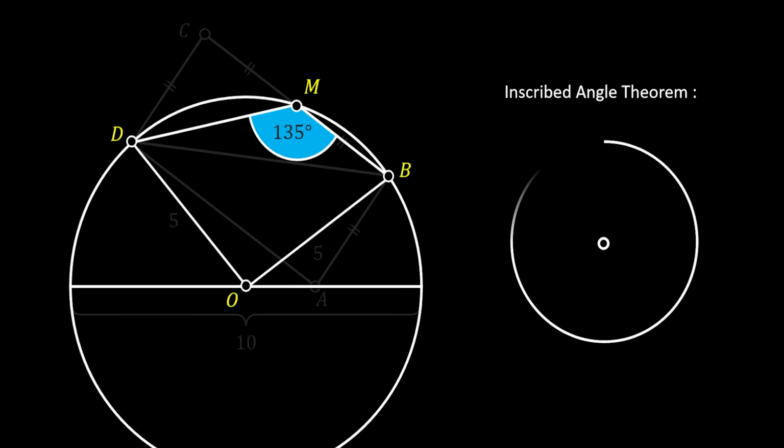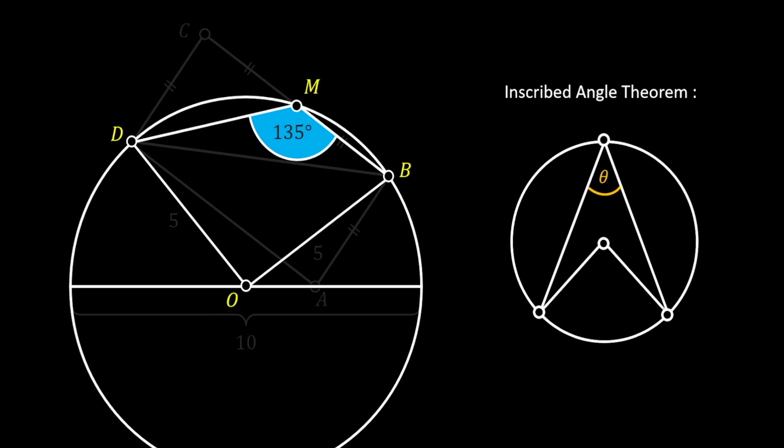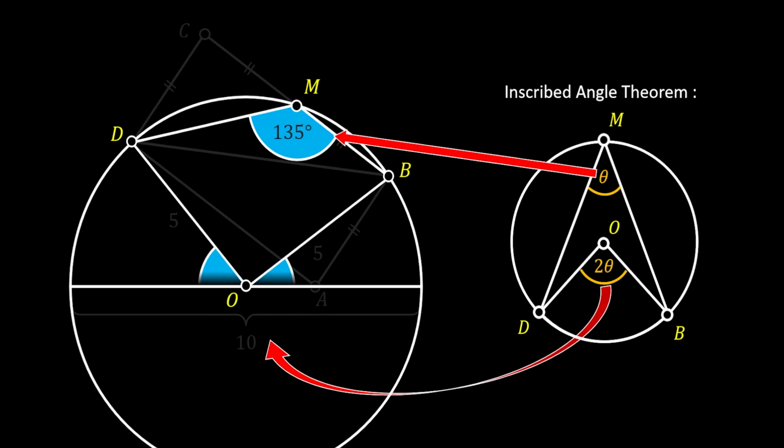This theorem states that if we inscribe an angle in any circle, this angle will always be 1/2 of the central angle that subtends the same arc. So if I label the sketch on the right the same as the sketch on the left, you can clearly see that the angle DMB is our inscribed angle. And the central angle for this angle will be the angle DOB. And this angle will be 2 times 135 degrees, which is a 270-degree angle.